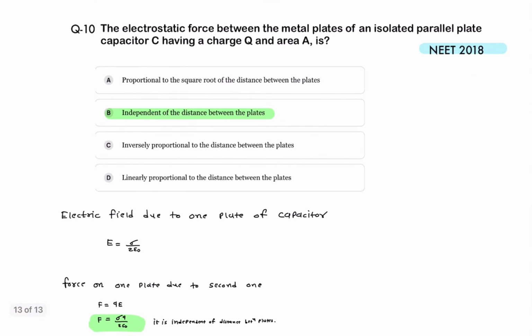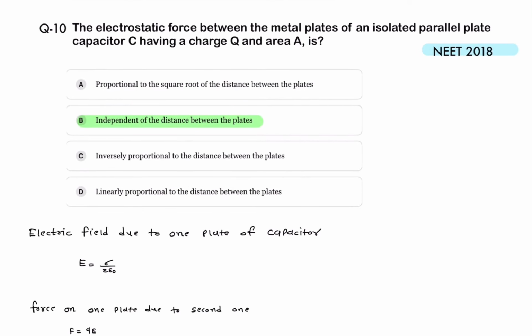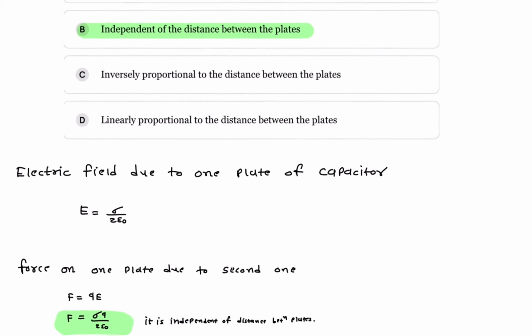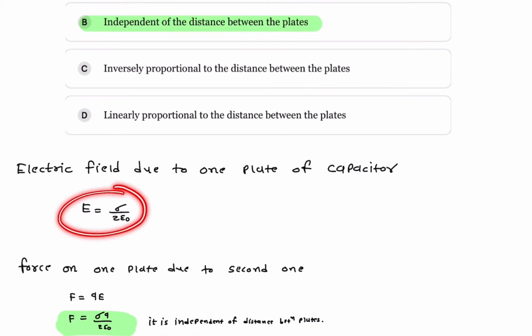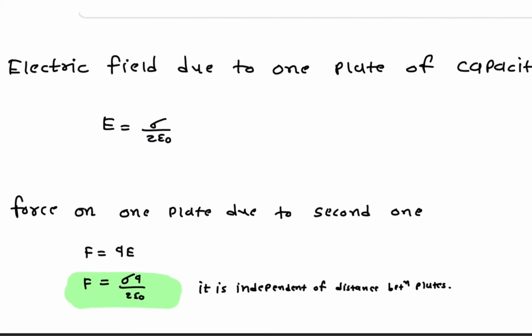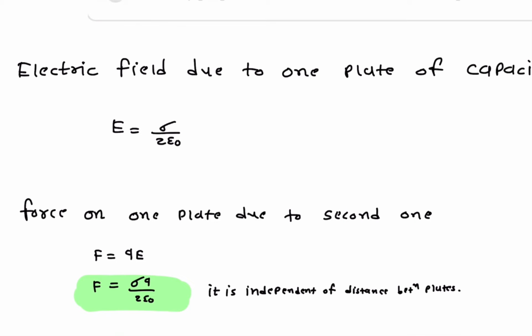Question number 10. The electrostatic force between a metal plate of an isolated parallel plate capacitor C having charge Q and area A is, that was asked in NEET 2018. The electric field due to one of the plates of the capacitor is E is equal to sigma upon 2 epsilon naught. The force exerted by one plate on the other one is F is equal to QE. So in place of E, put the value sigma upon 2 epsilon naught. So the force on one plate due to the other plate is F is equal to sigma Q upon 2 epsilon naught.